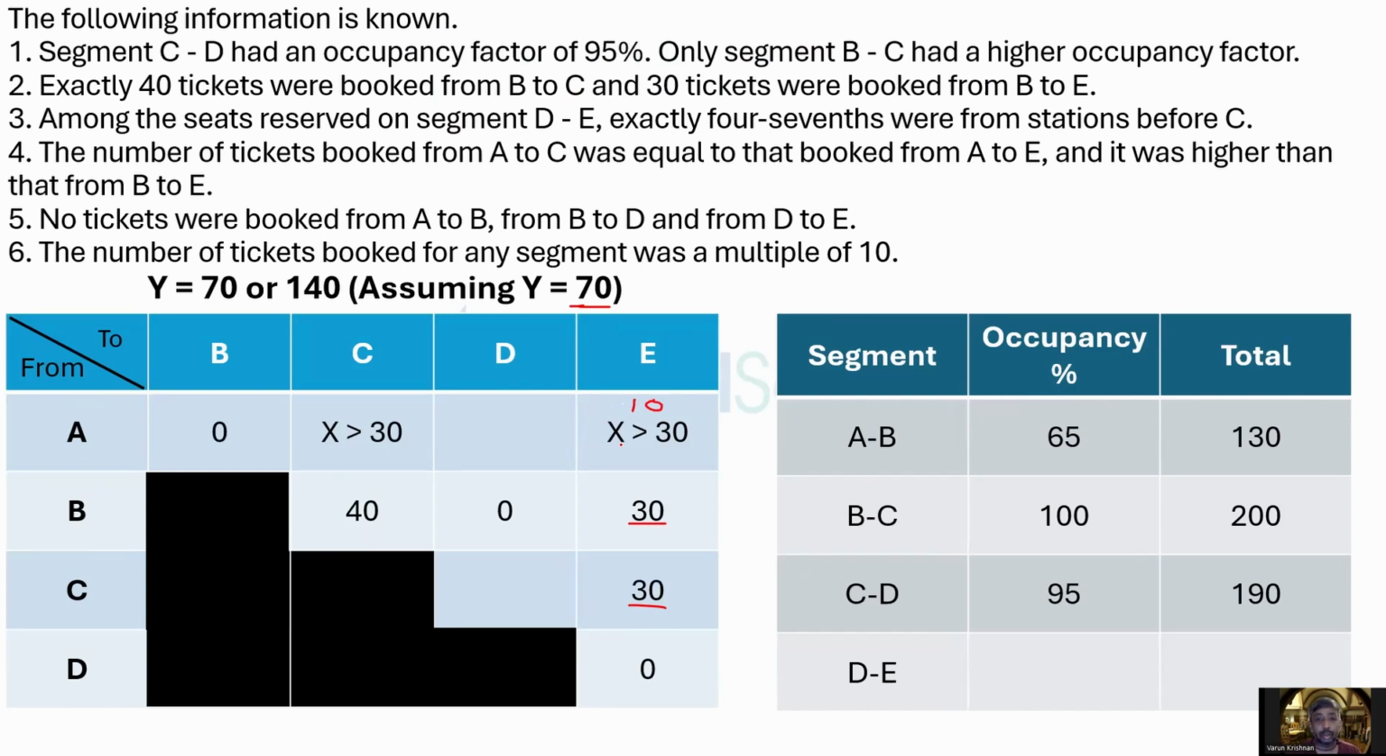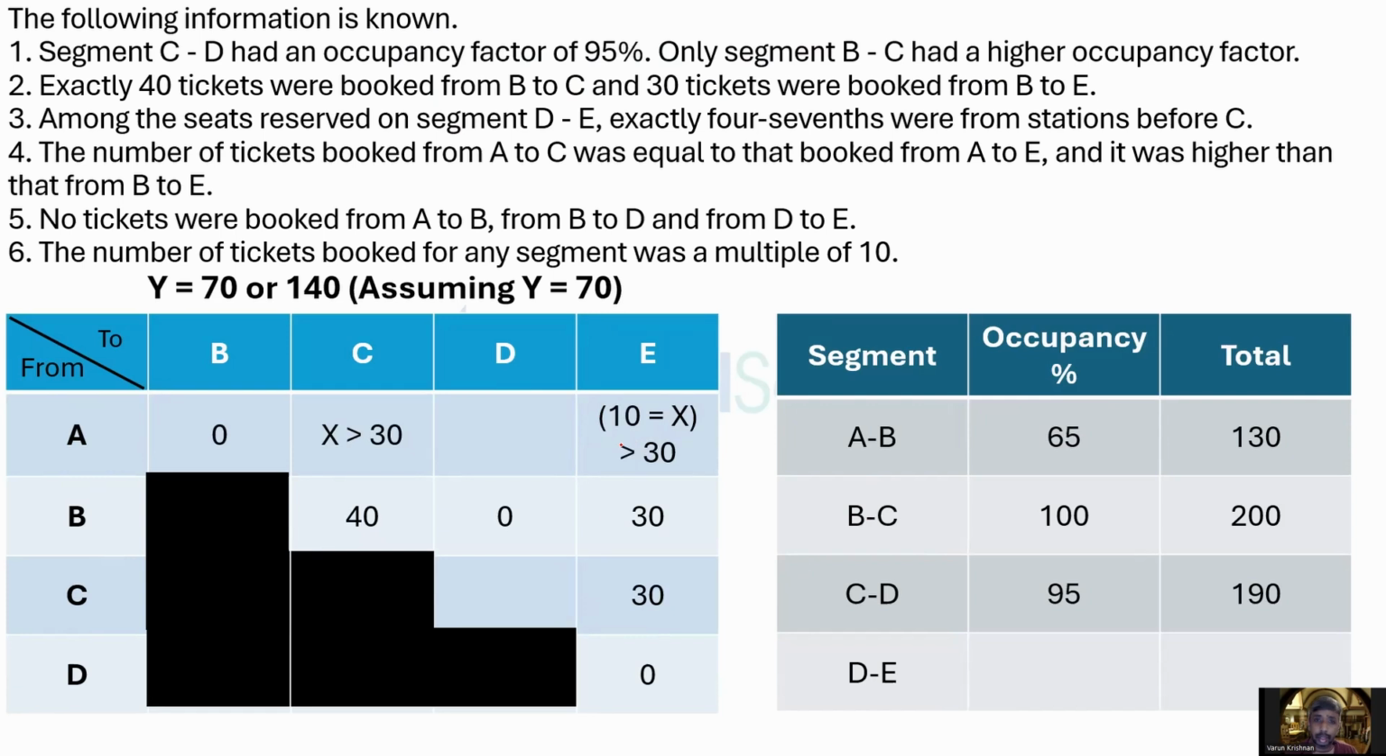But we know that the value of X has to be greater than 30. And according to this calculation, I'm getting the value of X as 10, which is not possible. And that means that our assumption is wrong. The assumption that the number of people from D to E is 70 is incorrect. So 70 is not possible. The only possibility is 140. So 140 people are in the train traveling from D to E, which I can make a note of in the second table, 140 people here.